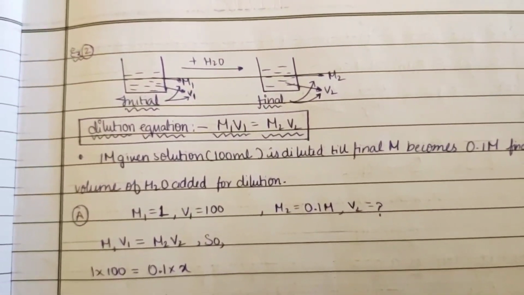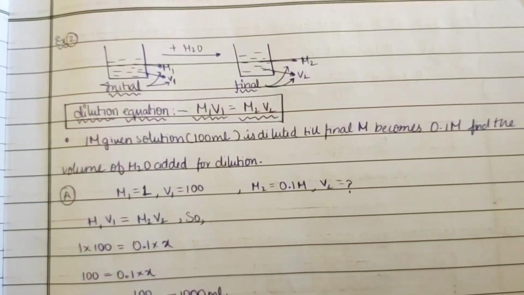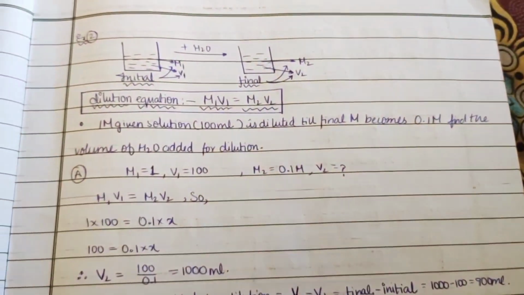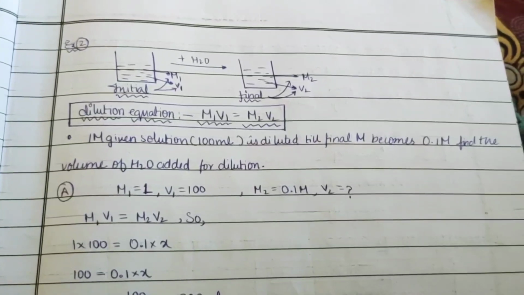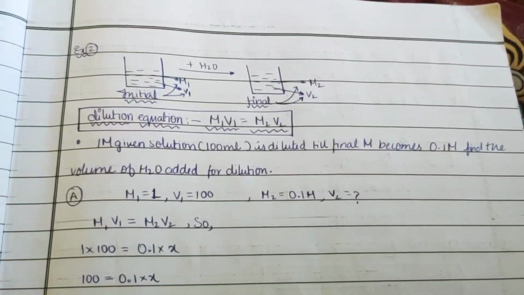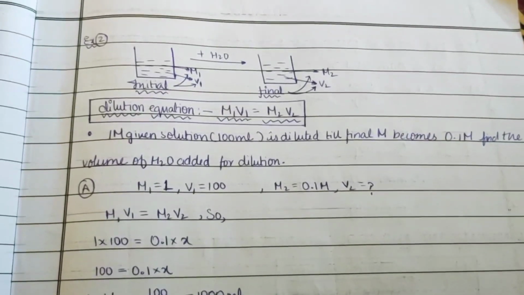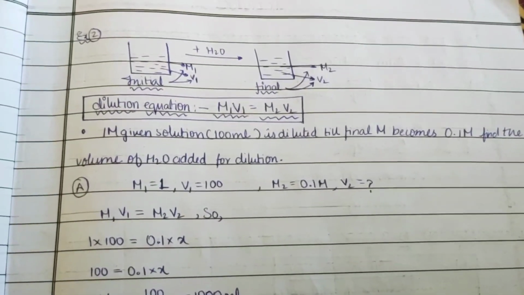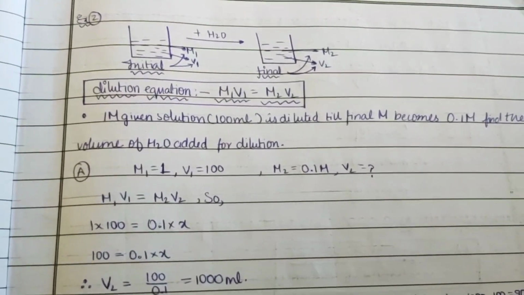Here we will use the dilution equation, that is M1V1 = M2V2. 1 gram given solution, which is 100 grams, is diluted till M becomes 0.1. Find the volume of H2O added for the dilution. Here they have given M1 = 1 and V1 = 100, and M2 = 0.1 molarity. Then V2 we have to find, as we know the equation M1V1 = M2V2.